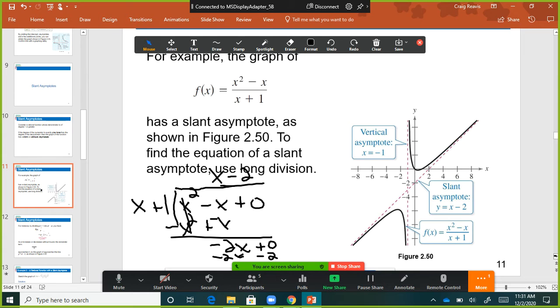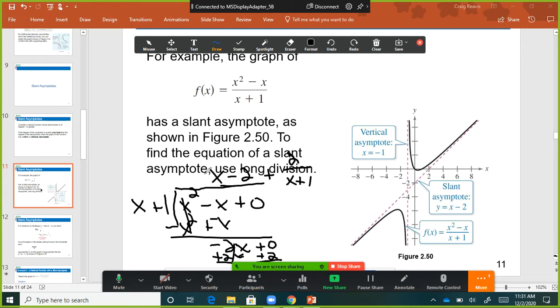Oh, I can't move that. All right. And then when I subtract that, I change the signs. That becomes plus. That becomes plus. That cancels, and I'm left with a remainder of 2, which means that would be 2 over x plus 1.